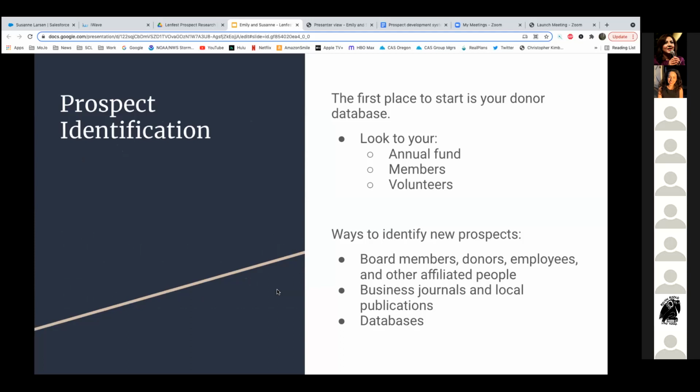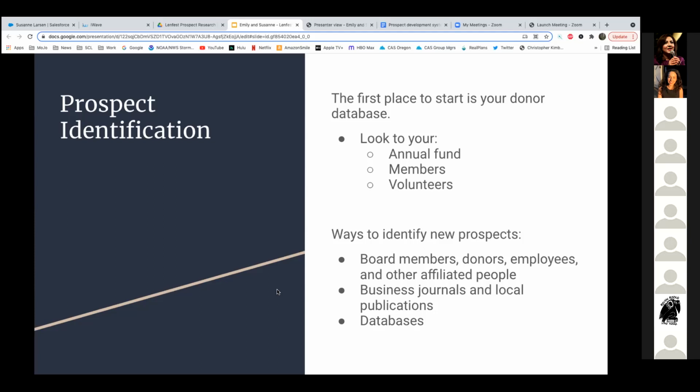When you're trying to identify new prospects, ideally the first place to start and look for prospects is your own donor database. You can look at your annual fund donors, you can look at your members and your volunteers. Really, anyone who's already expressed an interest in your organization is where you should go first, because those are your best prospects. You already know that they're a fan of yours. And you can look at newsletter subscribers as well. I might have mentioned that, but we all have really big newsletter bases, and those are a great place to start.